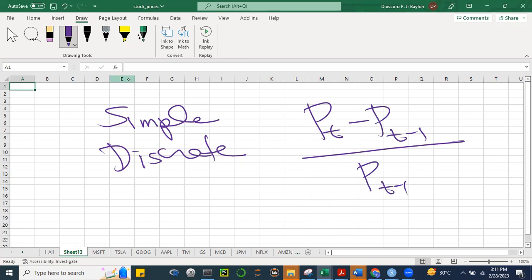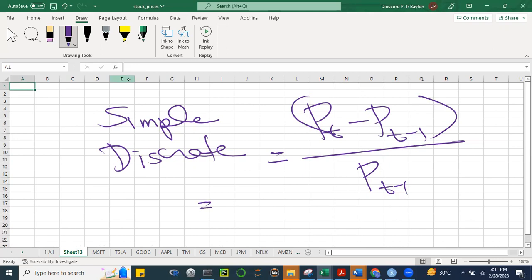Now, of course, if you're using Excel, this is not a good formula because you will have to put in parentheses. When you write this formula in Excel, you write an open parenthesis, link to the price at time t minus the price at time t minus 1, close parenthesis, and then divided by p sub t minus 1. That's not a good way to write your formula in Excel.